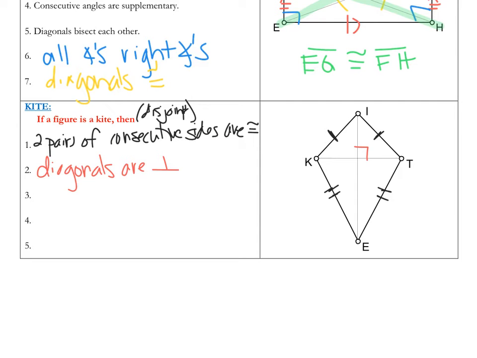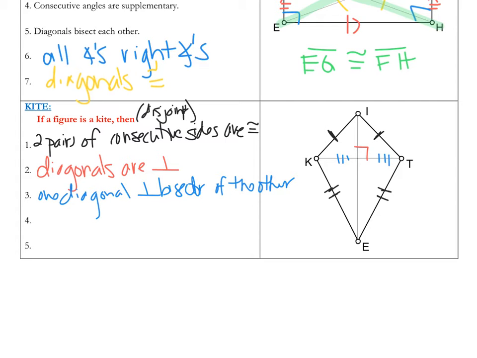One diagonal is the perpendicular bisector of the other. So basically, all that means is that, again, the diagonals are perpendicular, and one of these is also bisected, and it's going to be the one that's across that shorter distance. So let's mark that these are congruent. We would say DE is the perpendicular bisector of KT. So it's perpendicular to KT, and it bisects KT.